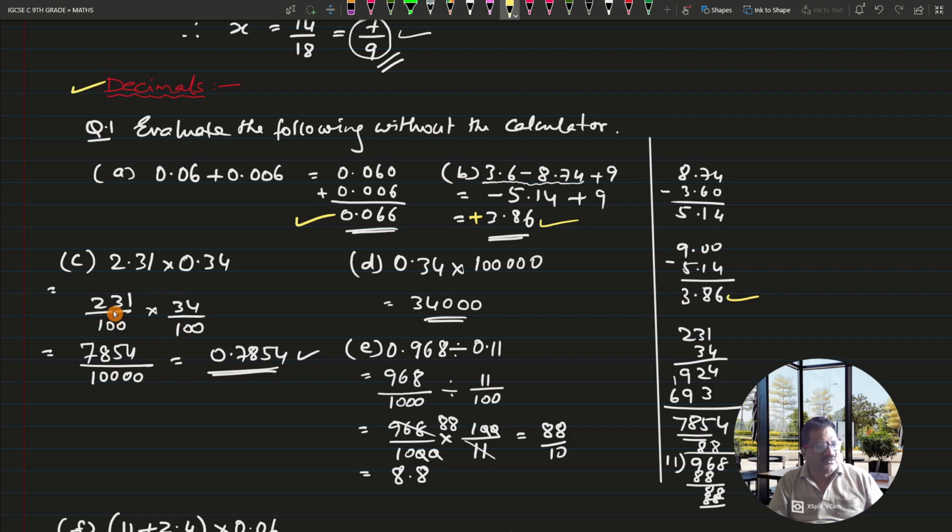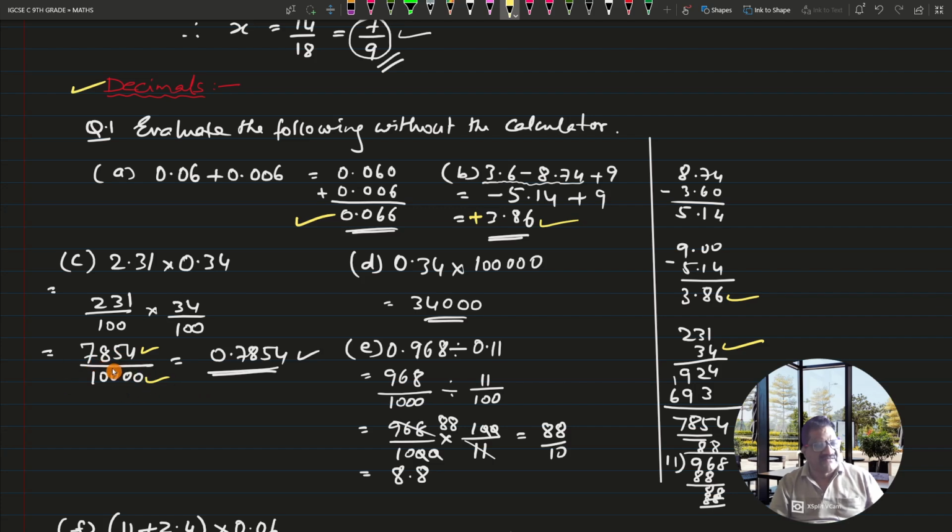Whenever you want to multiply two fractions, you multiply the numerators separately and the denominators separately, and place them in the numerator and denominator. So 231 into 34 is in the numerator. I'll multiply 231 times 34, and I am getting 7854. So I have written 7854 in the numerator. And in the denominator, I have 100 into 100, which will be 10,000.